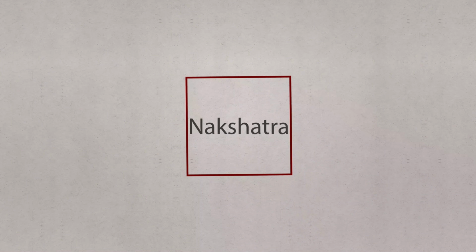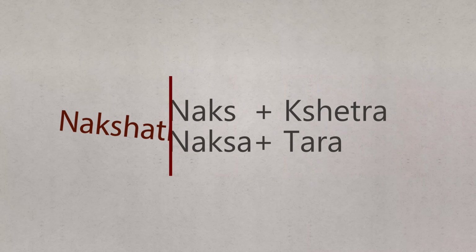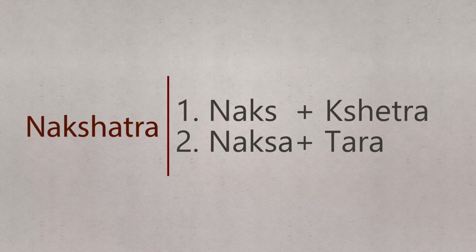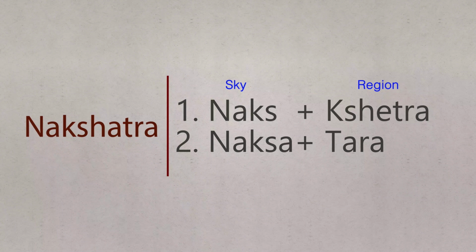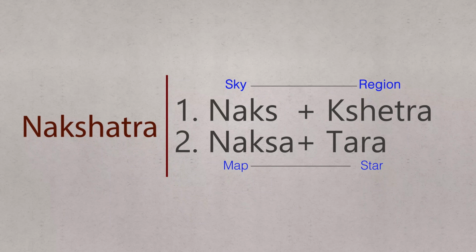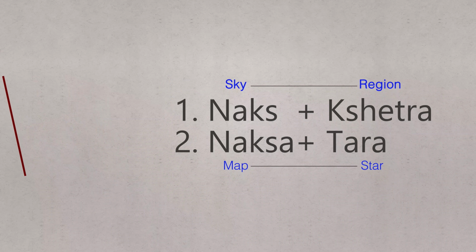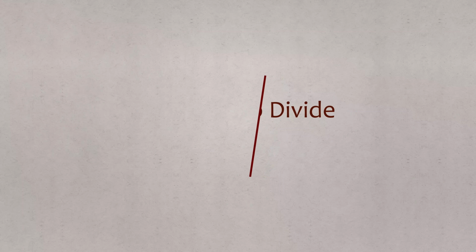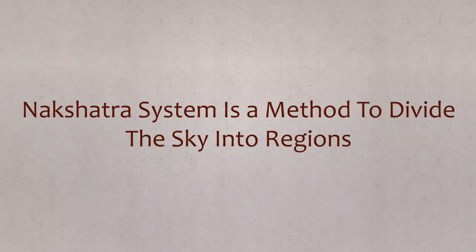Although there is some disagreement in the origin of the term nakshatra among the students of Vedic astrology, there are two generally accepted origins of the word. The first one is Naksh plus Kshetra, which in Sanskrit means sky and region respectively, meaning it's a method to divide the sky into a number of regions. The second way we can arrive at the term is Naksha plus Tara, which in Sanskrit means to map and star, meaning it's a method to map the stars. Either way, it is clear that the nakshatra system is the method to divide the sky into regions.